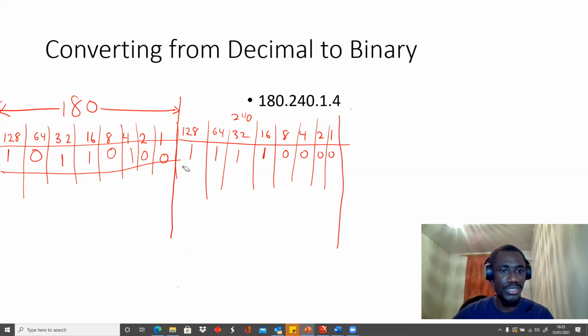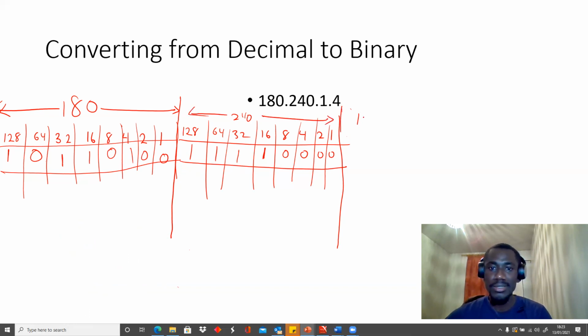And how are we doing this? We're just doing some subtraction, repetition of subtraction. That's all we're doing. Next one is 1, an easy one. So this is the boundary. This one is 1. So we have 128, 64, 32, 16, 8, 4, 2, 1.